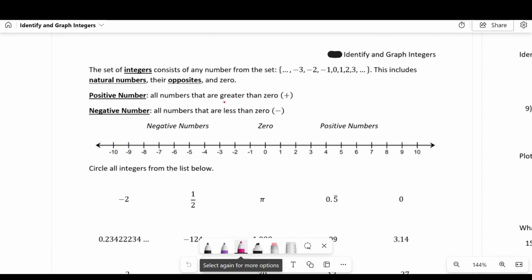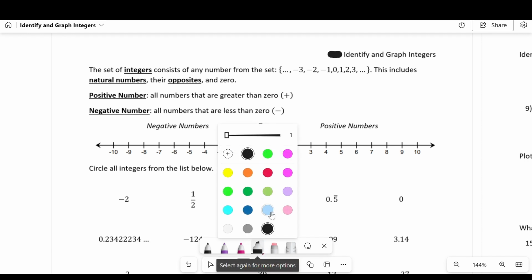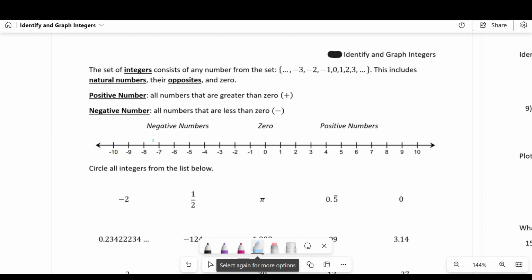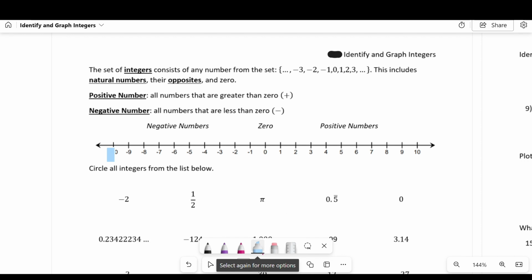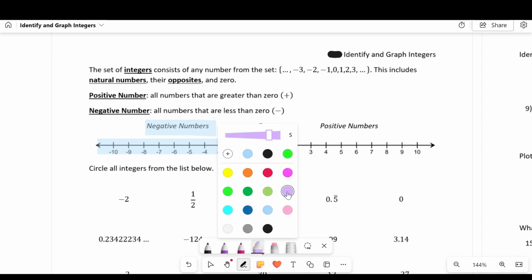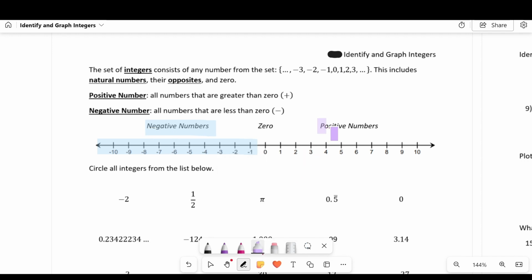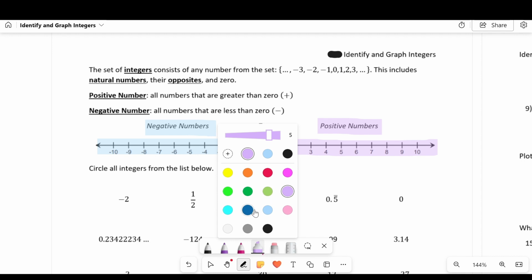Positive numbers are numbers that are greater than 0. Negative numbers are numbers that are less than 0. So here we have our negative numbers. And we have our positive numbers. And we have 0.